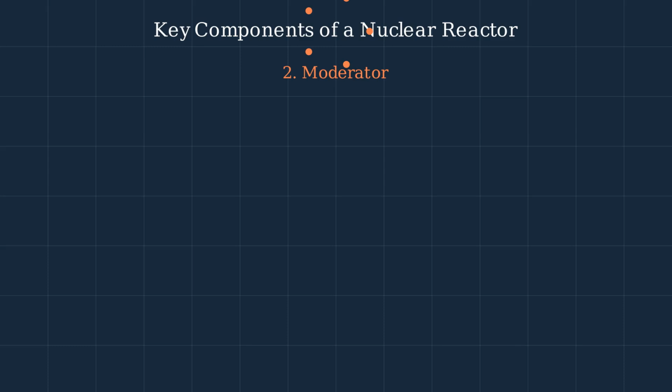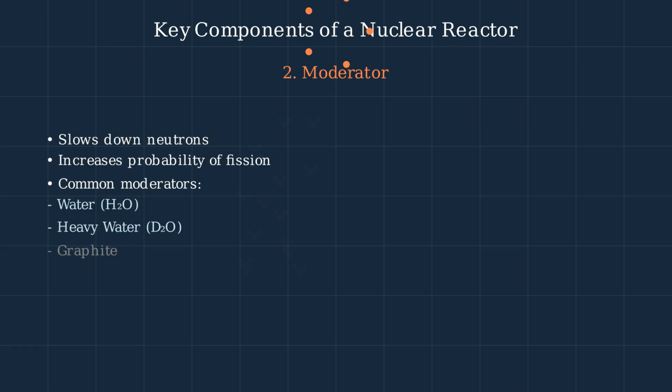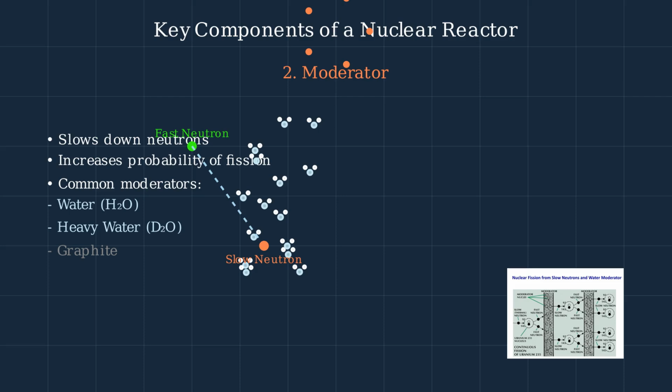The moderator slows down fast neutrons released during fission, increasing the probability they'll cause more fission events. Common moderators include water, heavy water, and graphite.